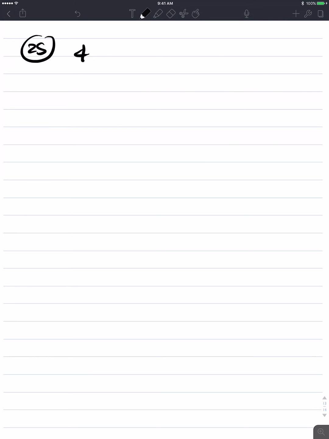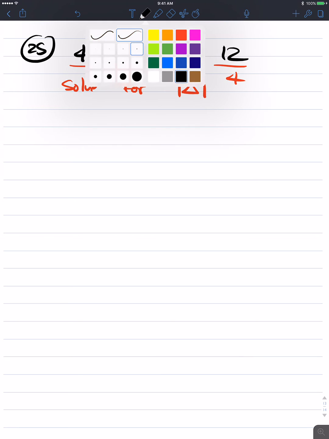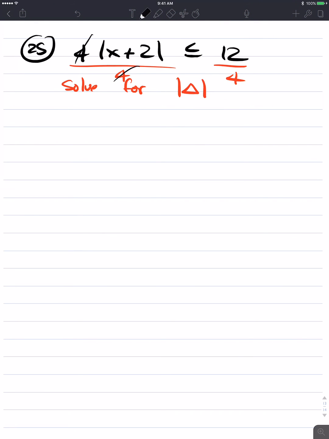(25). 4 times the absolute value of x plus 2 is less than or equal to 12. We have to solve for the absolute value. Start by dividing both sides by positive 4. We get the absolute value of x plus 2 being less than or equal to 3. Notice absolute value less than. This is the between situation.